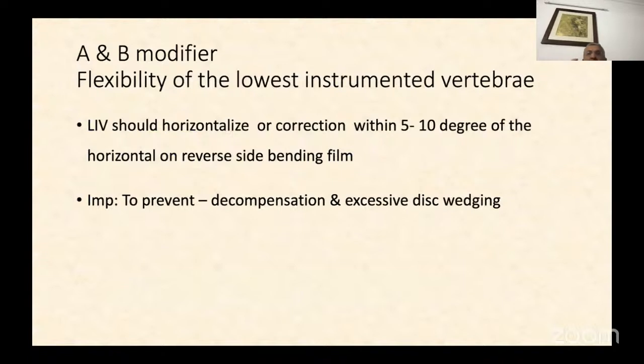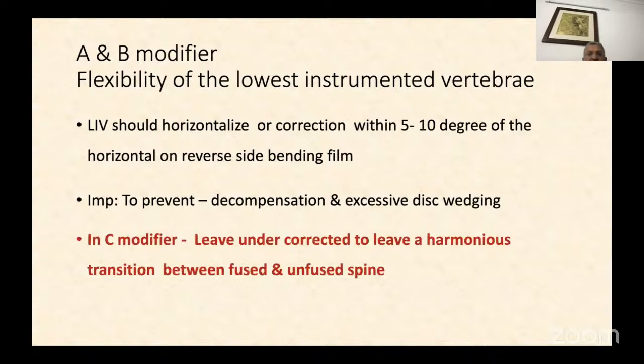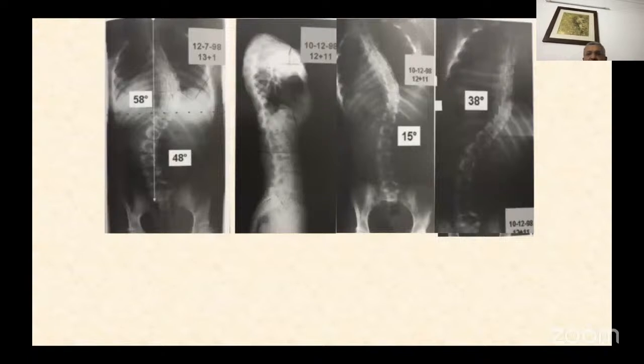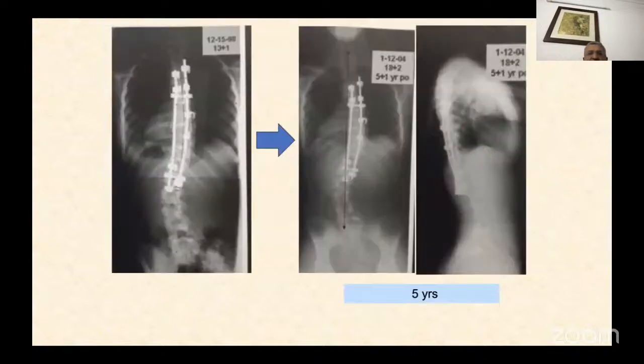In A and B modifiers, you can horizontalize the lower end vertebra. However, in a C modifier, leave the undercorrection, and you give some degree of tilt. Therefore, there is a smooth transition between these two. You see, this is an example from the textbook, from the book chapter, an old technique where they used a modified CD instrumentation. You see how here it is allowed to rotate so that it becomes harmonious with the lumbar curve.